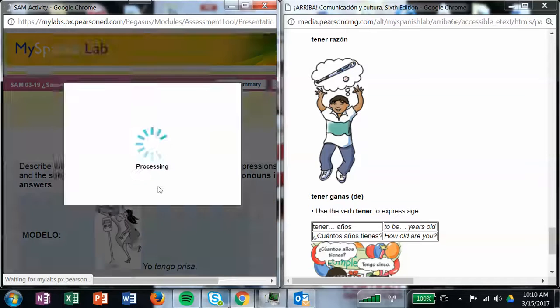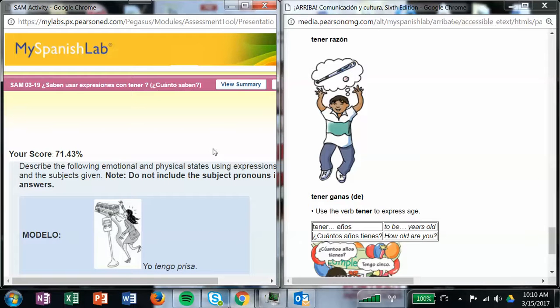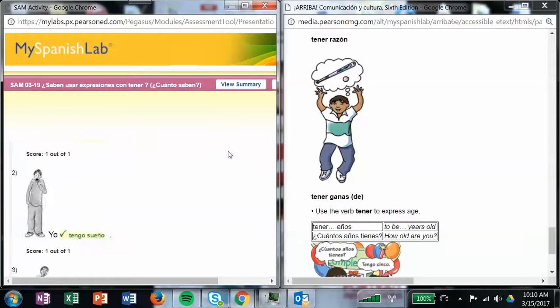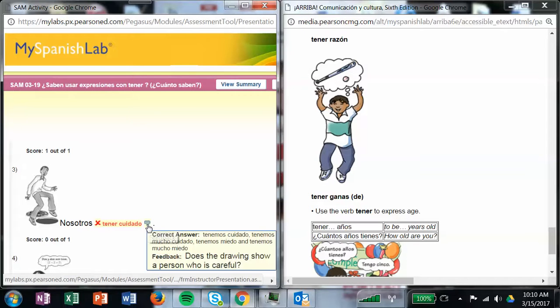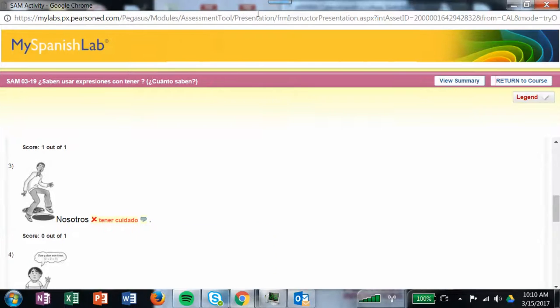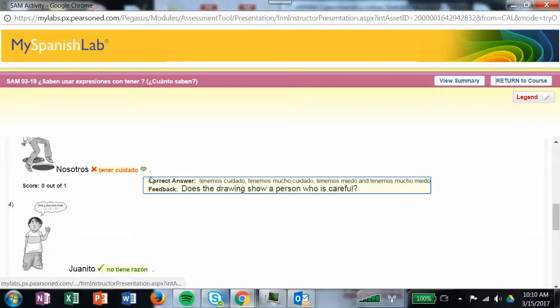And you're going to see I got some wrong. There should be a little bubble out to the side. Okay, so this one I got wrong. See that little call out button? That is going to tell me the answer. The answers could be tener cuidado, tenemos mucho cuidado, tenemos miedo, and tenemos mucho miedo. And then it gives you some feedback. Does the drawing show a person who is careful?